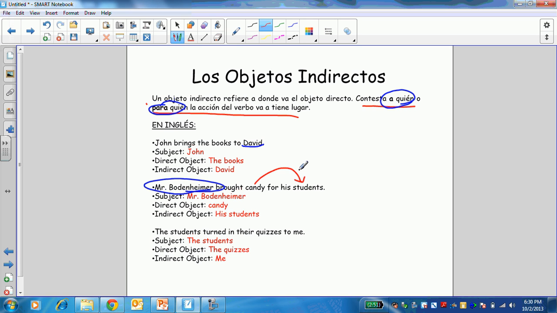Okay. Last one. The students turn in their quizzes to me. The students is the subject. That is who is doing the action. Their quizzes is the direct object because it is what is being turned in. Lastly, where are the quizzes going? Who are they getting turned into? Me. So therefore, me is the indirect object.